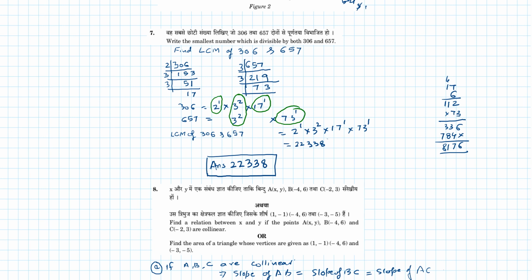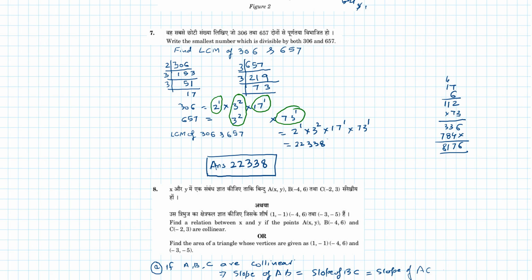LCM क्या रहेगा, हम इन लोगों की जैसे मैंने यहाँ सर्कल किया हुआ है, जो पावर है, जो मैक्सिमम पावर है किसी नंबर की, हम उसको लेते हैं. यहाँ 2 की मैक्सिमम पावर क्या है, इन दोनों नंबर में 1 है, दैट इज 2 raised to power 1. यहाँ 3 स्क्वायर एंड 3 स्क्वायर कॉमन है and that is the maximum power of 3. तो यहाँ 3 स्क्वायर लिया है. 17 ओके, इसमें कोई 17 फैक्टर नहीं है लेकिन 306 में है एंड हाईएस्ट पावर ऑफ 17 is 1. 17 raised to power 1 and 73 raised to power 1.